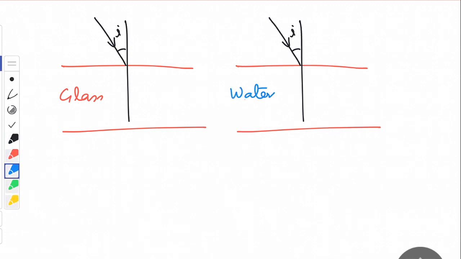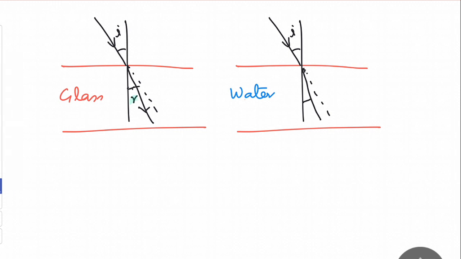Now here's a question for you. This ray comes here, and instead of going straight, it bends and forms a different angle, and this angle is r. Here also, instead of going straight, it will bend and form some other angle. The question I'm going to ask you is, is this angle equal to this angle? Yes or no? What do you think? I know you don't know that.